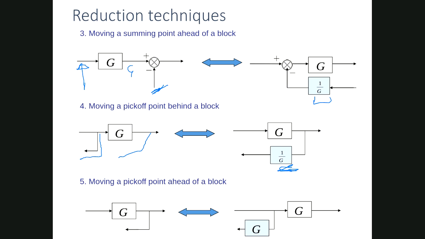The same thing with this point now. We have this going off after G, so whatever signal is here is multiplied by G already. If we take it to this point where it goes in before entering the G, then we have to multiply by G to take care of that.